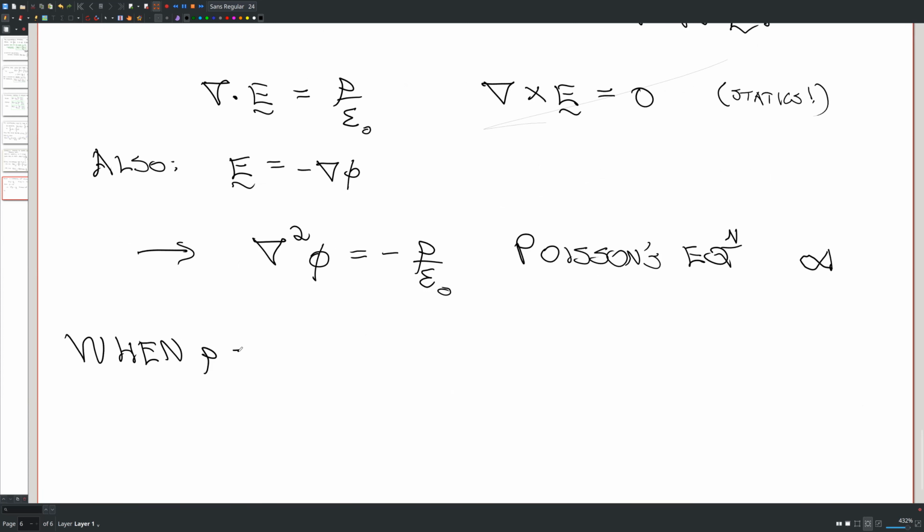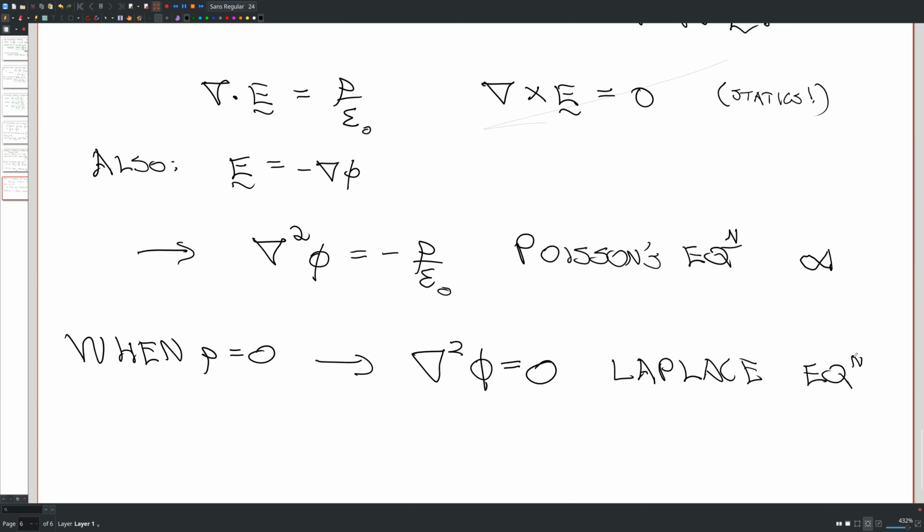So when rho is equal to 0 in a certain region in space, you just get this equation: the Laplacian of phi is equal to 0. And this is Laplace's equation, which is immensely more famous than Poisson's equation, which is kind of funny. But that's the way it is. Okay, so these are absolutely ultra fundamental, important, crucial, interesting, beautiful, useful equations.